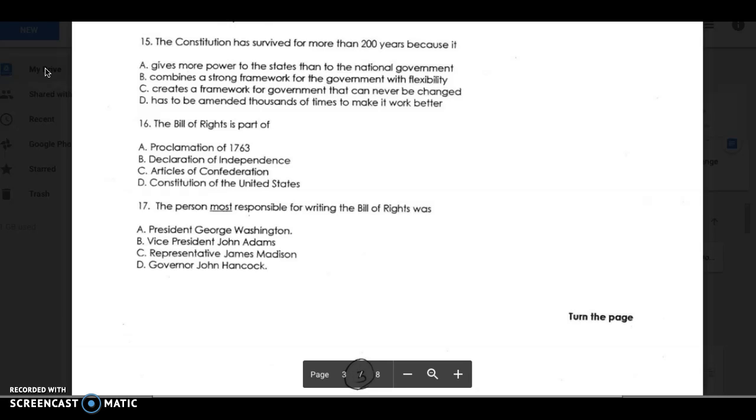Number 17. The person most responsible for writing the Bill of Rights was A. President George Washington, B. Vice President John Adams, C. Representative James Madison, or D. Governor John Hancock.